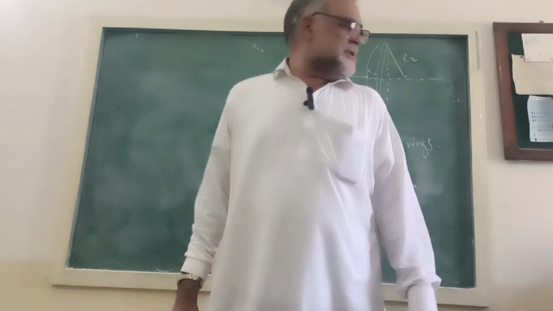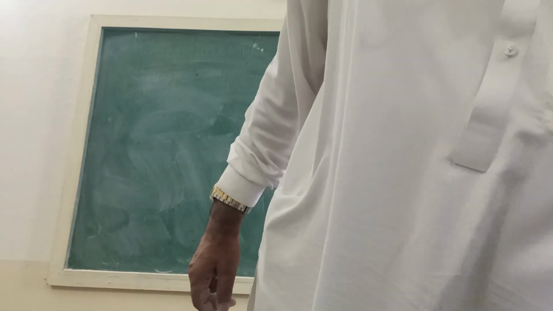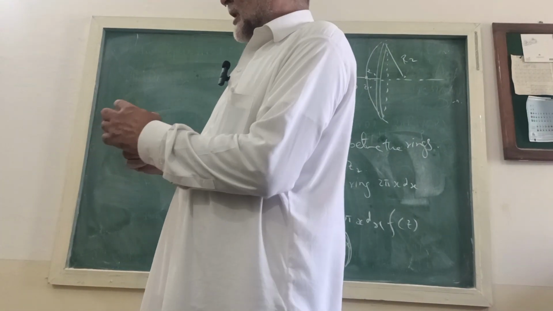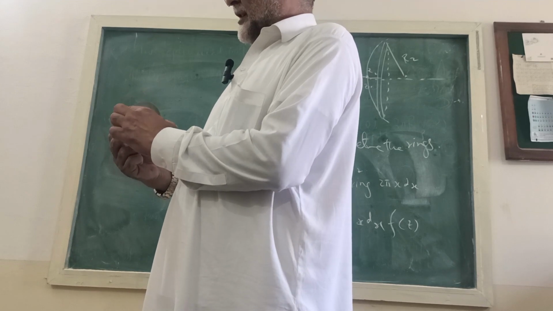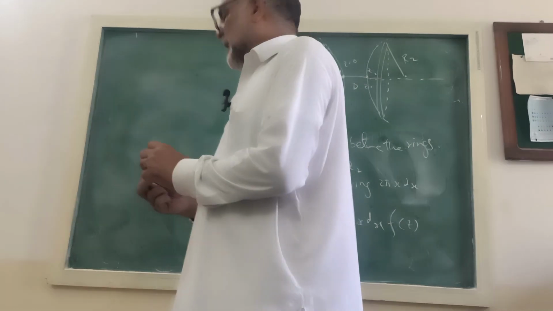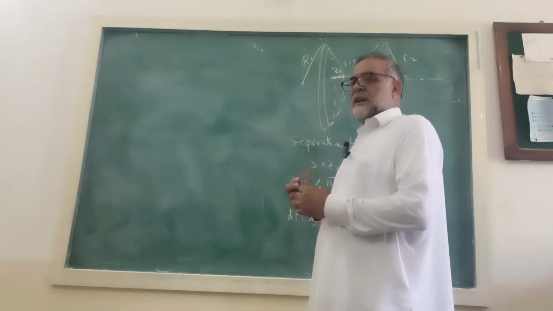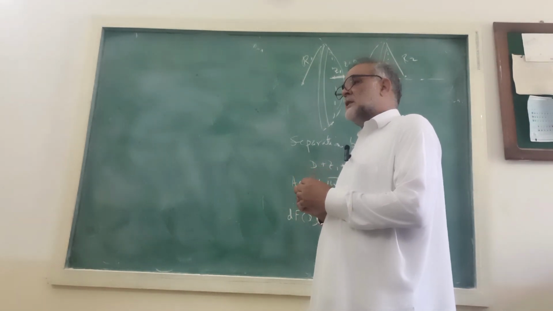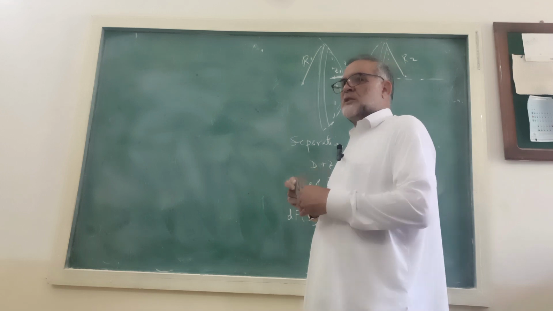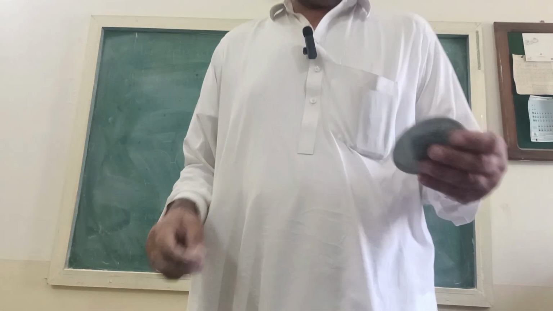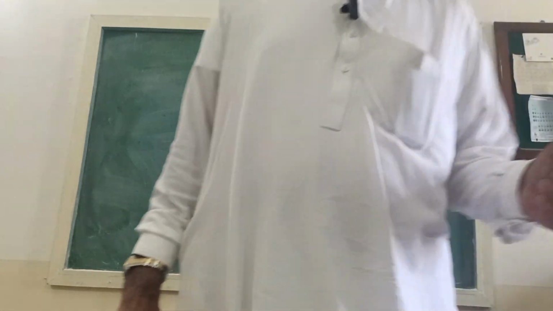This is the disk. This small one is the area of the ring, and this is the force between two rings. If I have to find the total, then I have to integrate over this whole area. So I have to integrate the ring over the whole area.